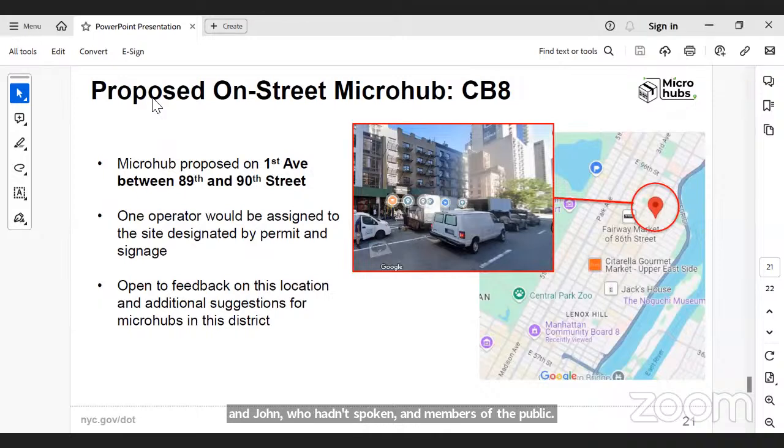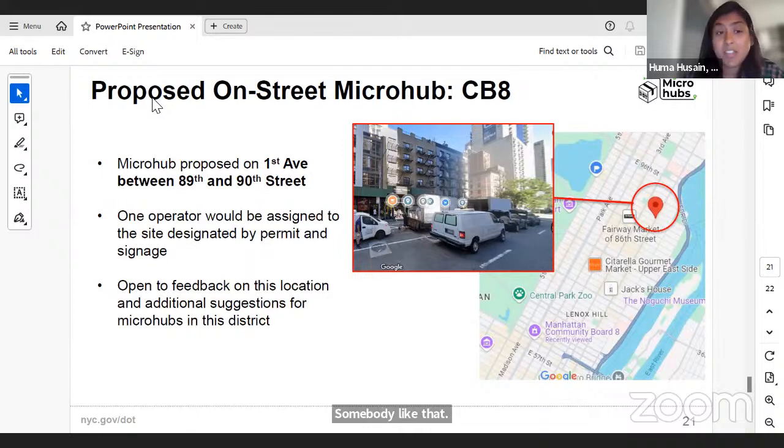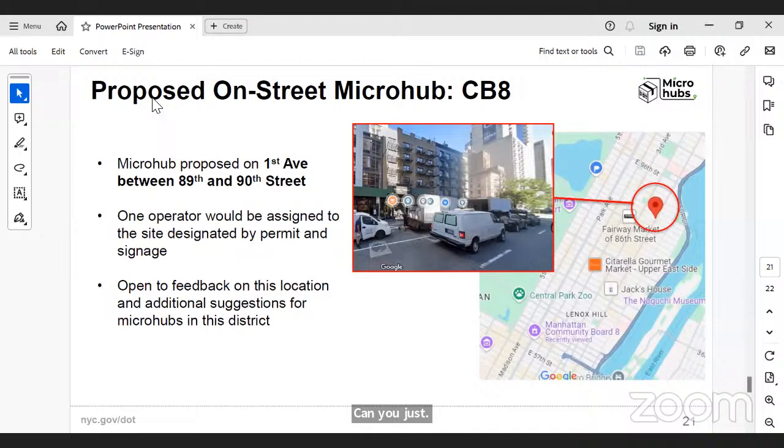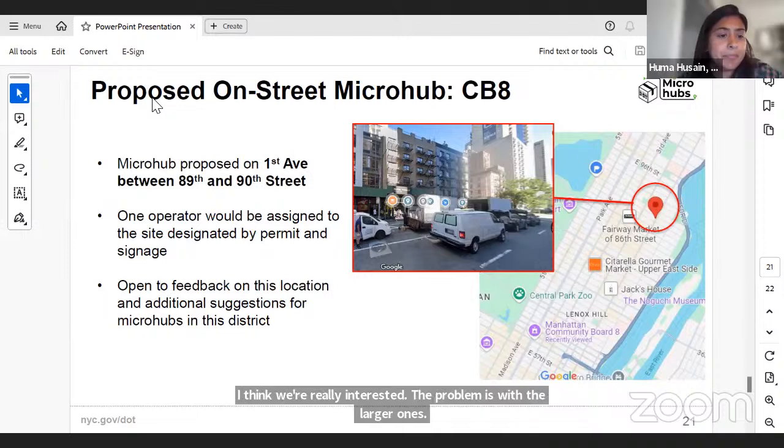I just have a quick question. You mentioned there were 8 people that you were starting this program with. Is any one of them a large vendor like FedEx or somebody like that? I can't say exactly because they haven't signed on yet officially since we're still socializing these, but yes, we have a few larger ones and then a number of small companies as well. Yeah, I think we're really interested. The problem is with the larger ones, more so, as you know, than the smaller ones.